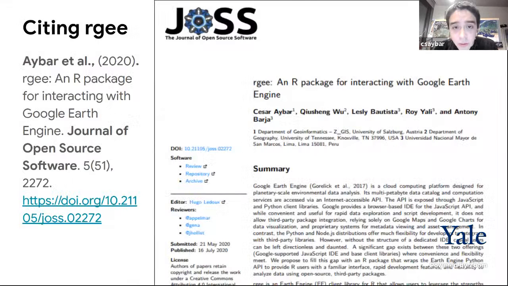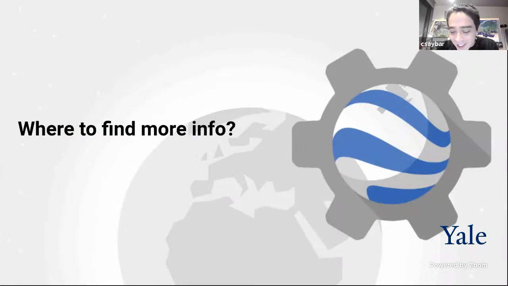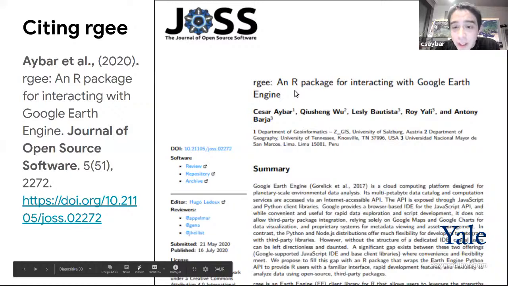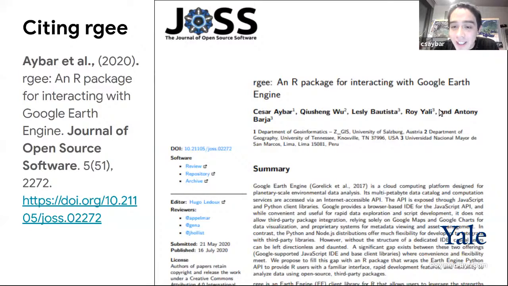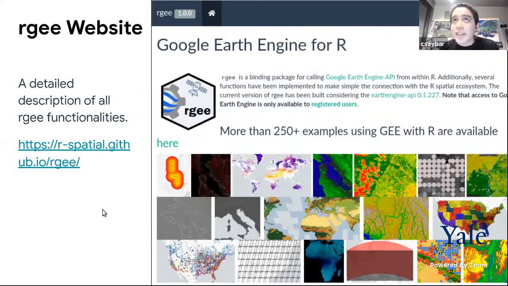Where to find more information about Google Earth Engine? Sorry, rgee. Three months ago we published a paper with Professor Christian Wu, Leslie Bautista, Roy Jolly, and Anthony Barja. So if you find rgee helpful for your work, we would really appreciate it if you cite the paper. The paper is available here. This is the DOI. If you are interested in more information about rgee, we have this website, and here you are going to find different articles about best practices, considerations, and help with the installation of rgee.